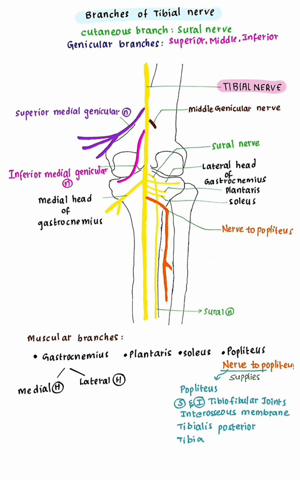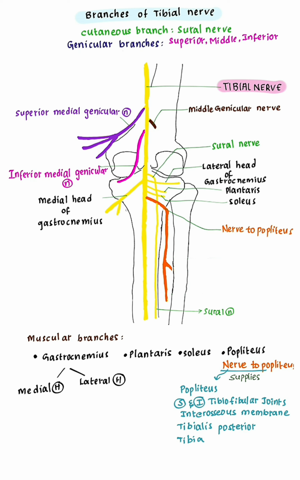Interosseous membrane. Tibialis posterior and tibia. Nerve to popliteus supplies popliteus, superior tibiofibular joint, inferior tibiofibular joint, interosseous membrane, tibialis posterior, and tibia.